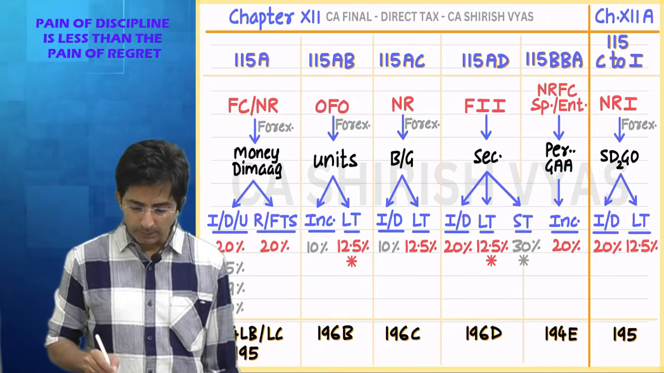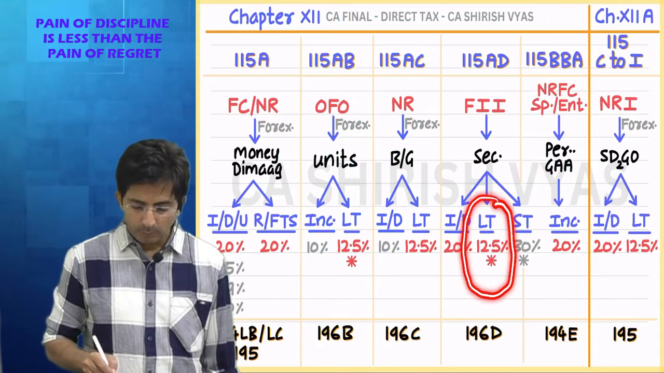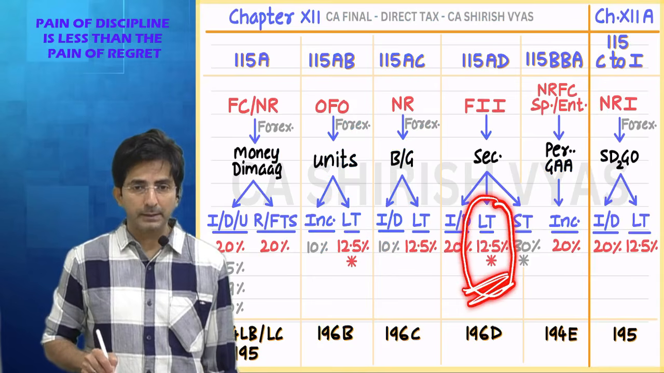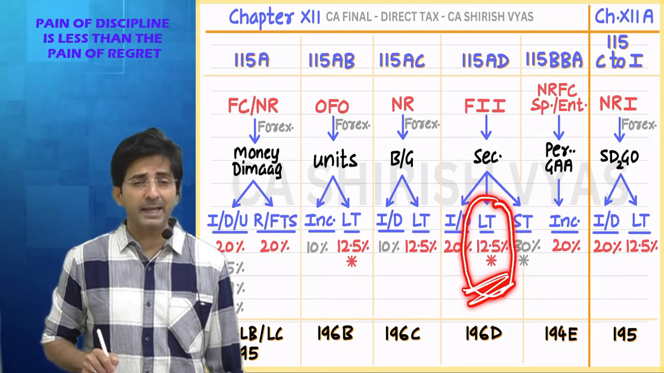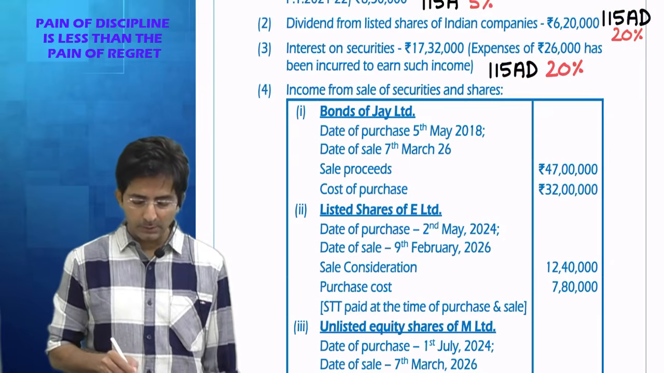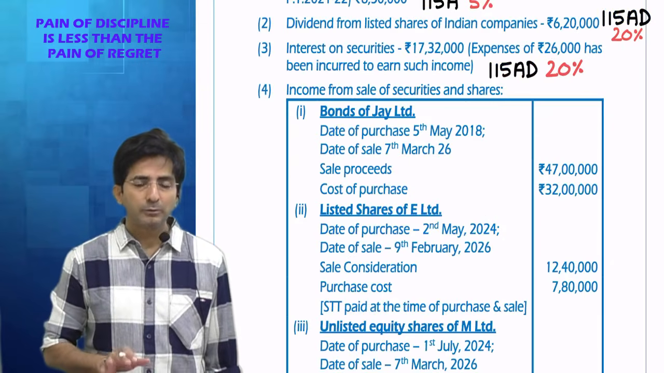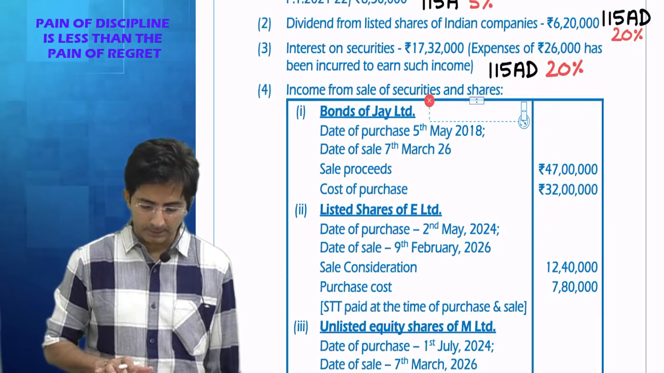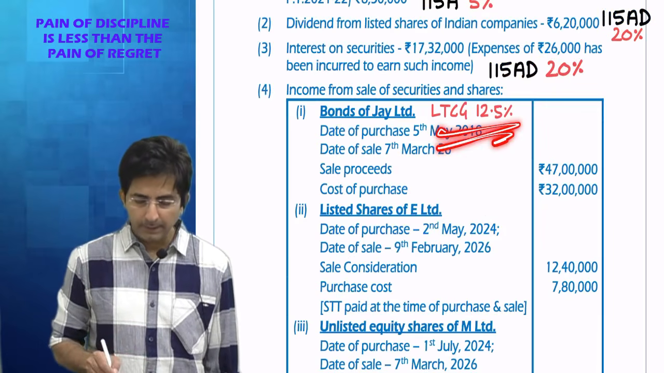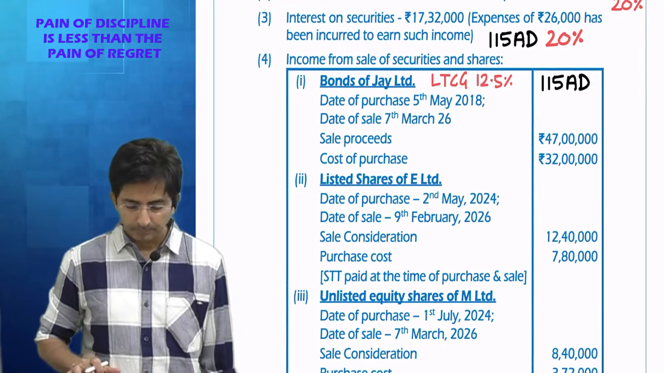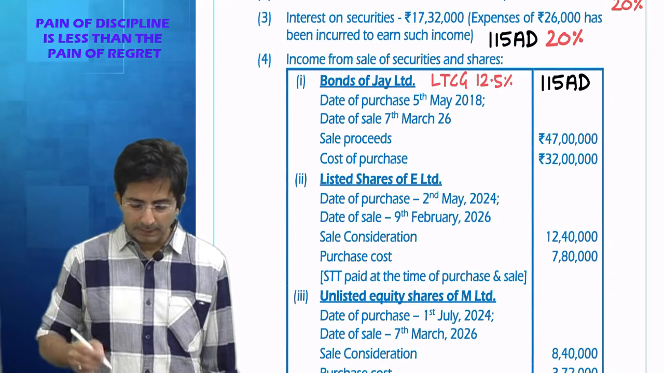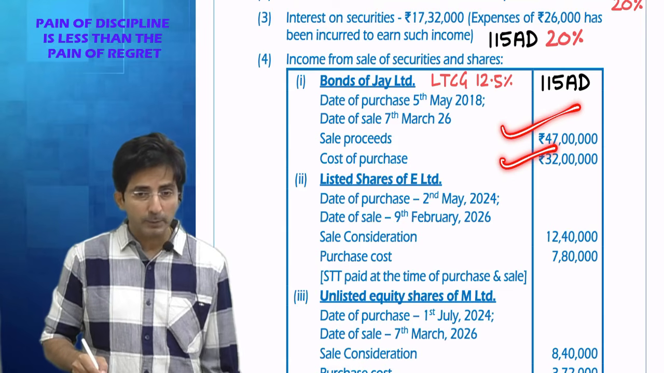So it fits here. And what is the rate of long term? 12.5%. But will you exempt 1,25,000? 1,25,000 is for STT paid. STT comes only in equity shares. This is bonds. In bonds, there is no STT, na? So plain 12.5% tax. See, I have written here: long term gain 12.5% and section is 115AD. What will be the amount of capital gain? Selling price minus cost price, simple.